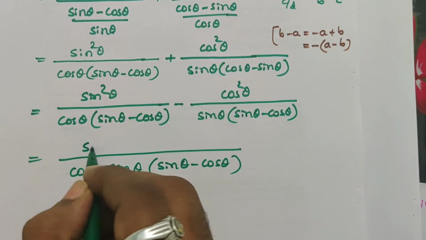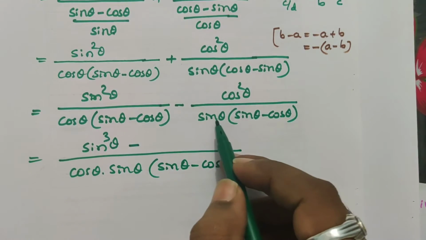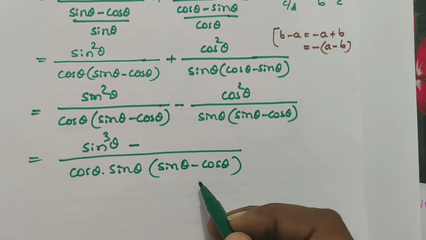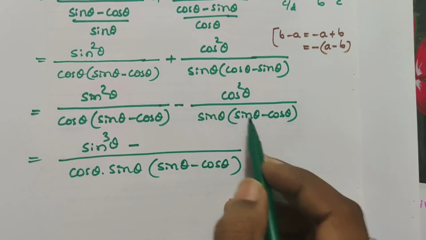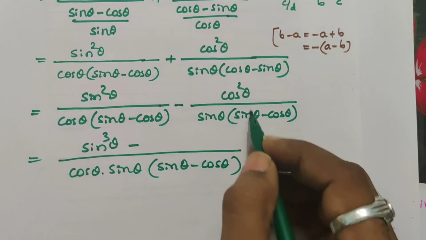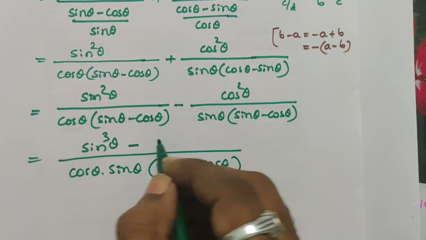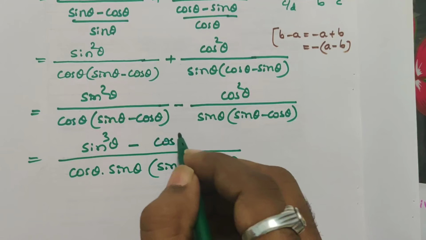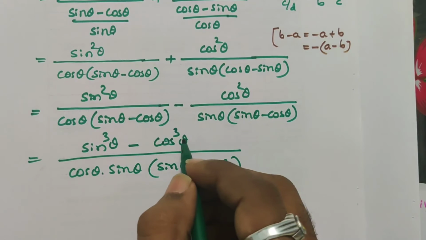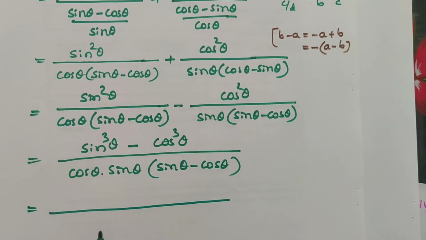Then this numerator changes to sine cube theta minus. Observe this denominator and this LCM. Here sine theta and then this bracket, sine theta and then this bracket. Cos theta is extra here. So to make this denominator equal to LCM, you have to multiply by cos. So here if you multiply by cos, it will become cos cube theta. Okay, so now you don't have much to do in the denominator, you have to just keep it as it is.